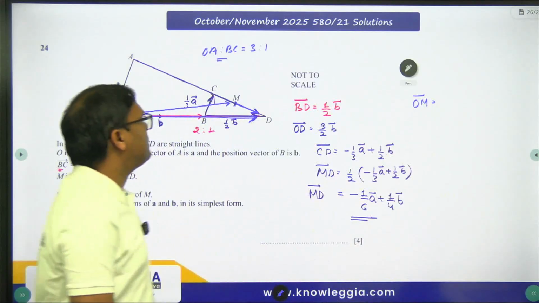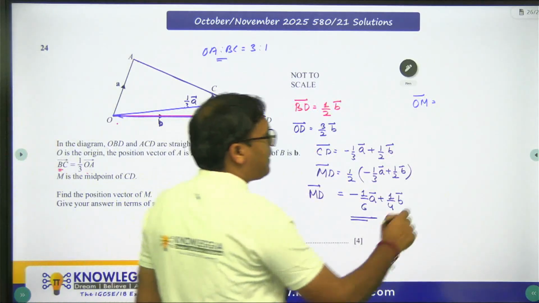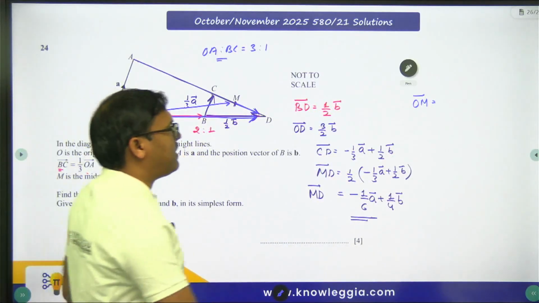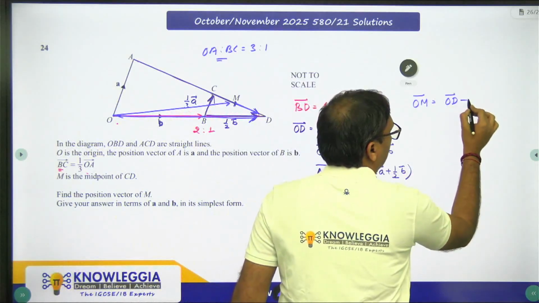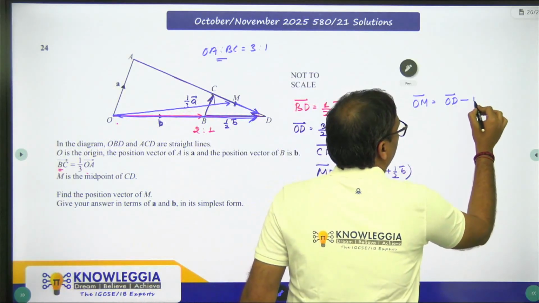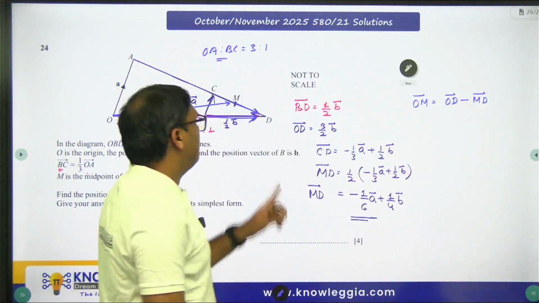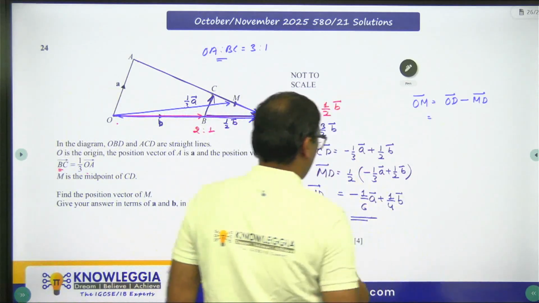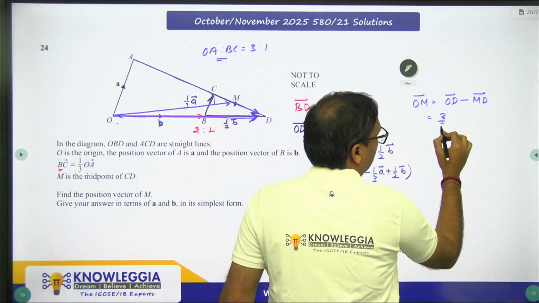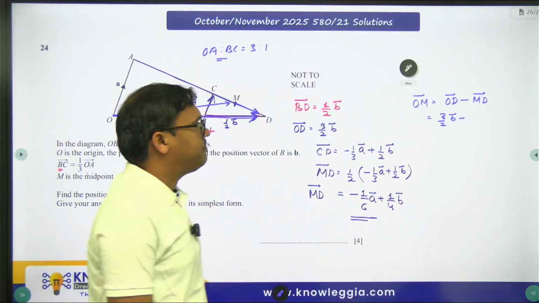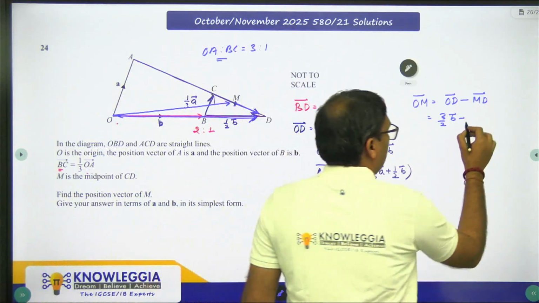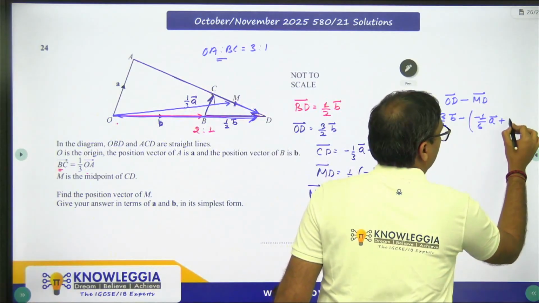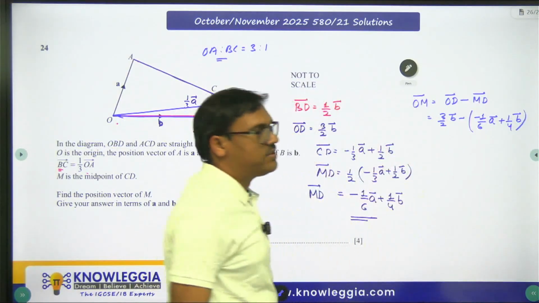This is equal to, now this is an interesting question. MD vector, sorry, OM vector you have to write. So this will go from this to this, which is OD vector, minus MD vector. This will go from D to M, which is minus MD, you can see, correct? So what is OD vector? This is 3 by 2 B vector minus MD, which is negative 1 by 6 A vector plus 1 by 4 B vector. I hope this is clear.